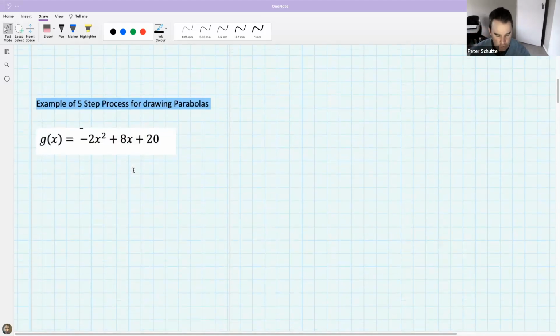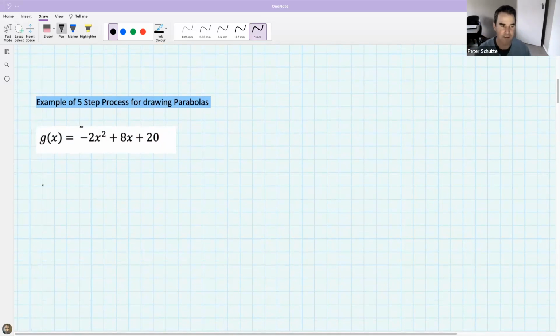So in order to draw a parabola, it's a 5-step process. We look at the graph. Is it a parabola? Yes.